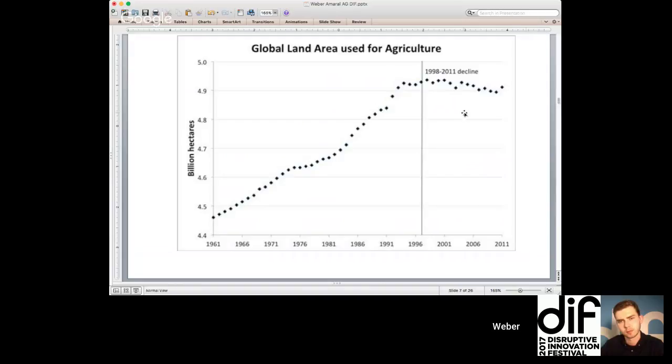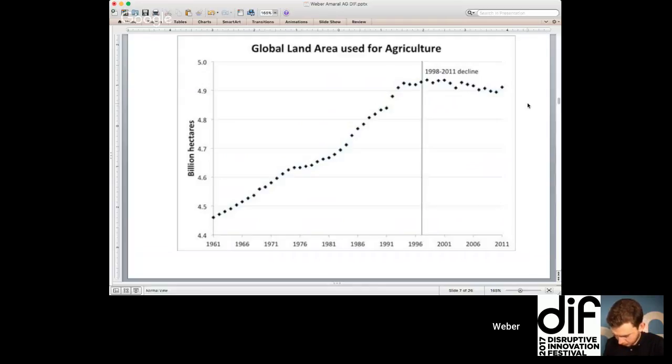Let me explain this figure now. This is a figure about the global land area used for agriculture. As you see, from 1961 until 1996, we see almost an exponential trend in the use of land available for agriculture. That has been causing a lot of criticism, especially in terms of greenhouse gas emissions, because we have been changing land use. But as you see, from 2000 until 2011, we see a stable curve that is showing that the land used in agriculture has been very stable.